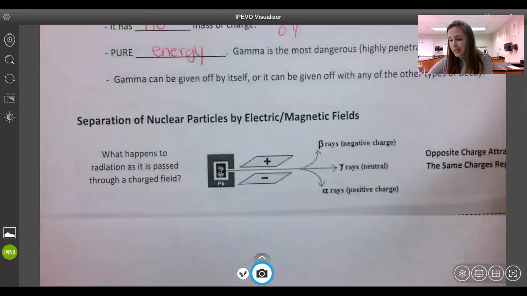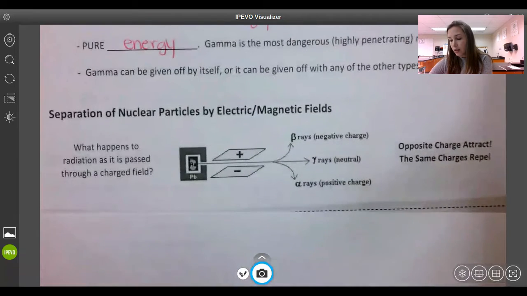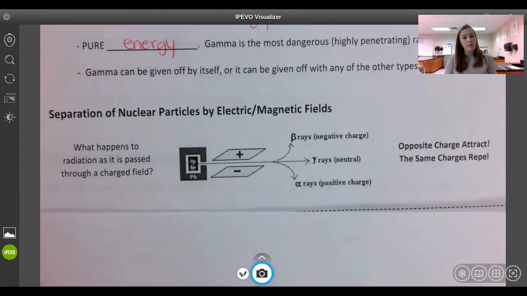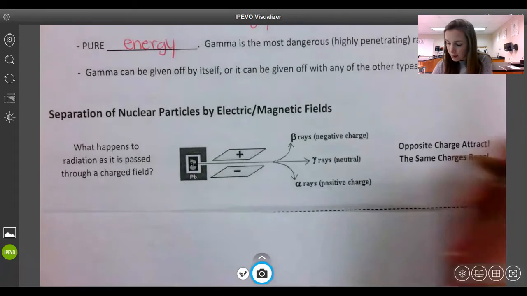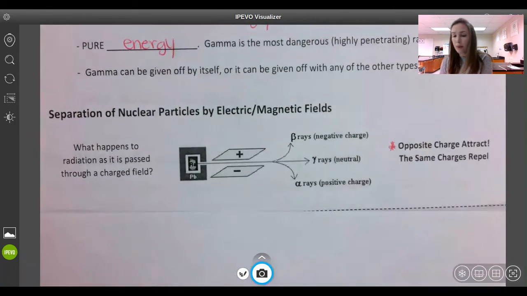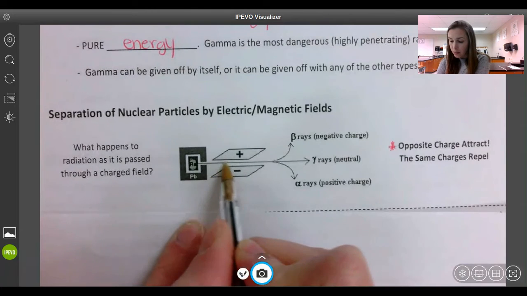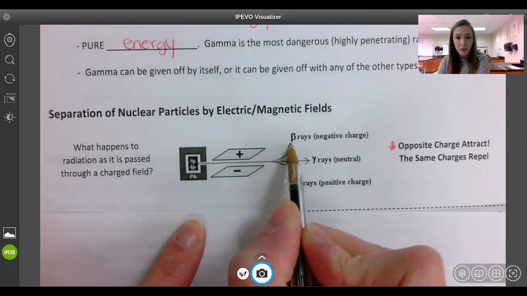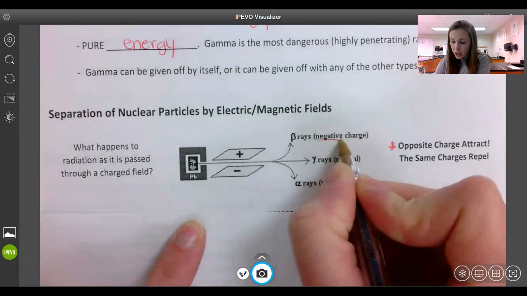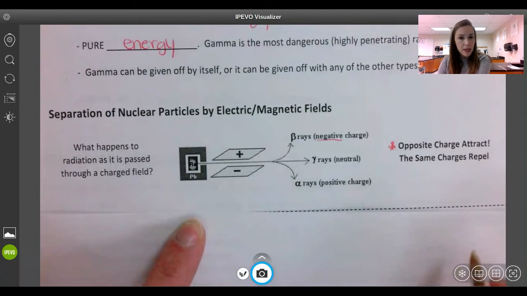So some ways that we detect what types of radiation can be observed is when they pass through electric or magnetic fields. With this big piece of trying to answer questions on this, just remember that opposite charges attract. So if I see a type of radiation that bends towards the positive plate, it must have the opposite charge, negative, which would tell us it's probably beta decay.